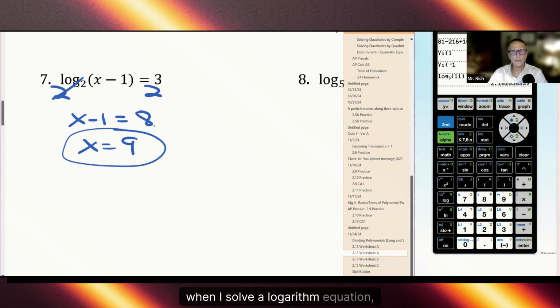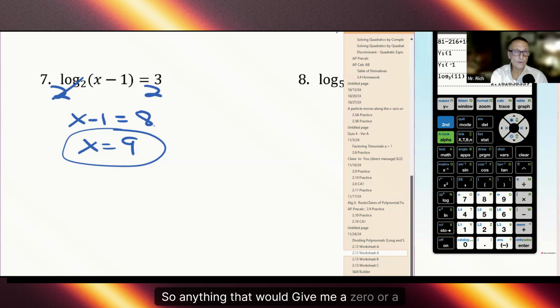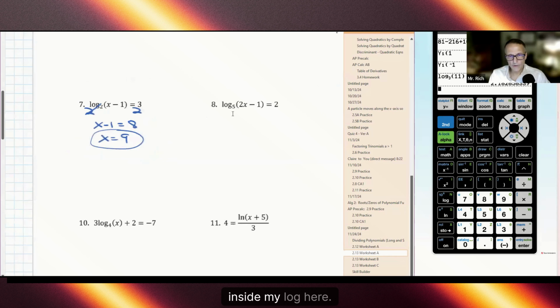Now, when I solve a logarithm equation, I always want to go back and make sure that when I plug this solution back into the log, I do not get a number that's not within the domain of logarithms, right? The domain of logarithms is x greater than 0. So anything that would give me a 0 or a negative inside of the argument of a logarithm is not a valid solution. 9 is going to be okay because I get a positive inside my logarithm.